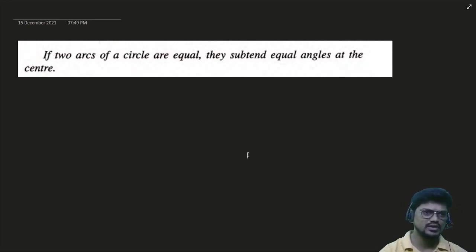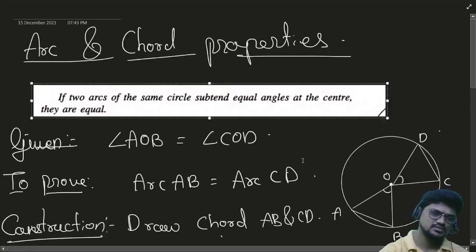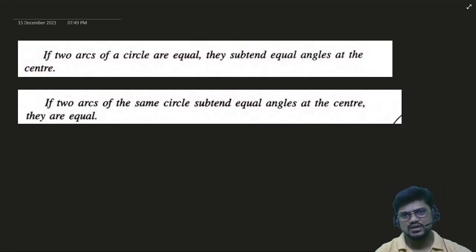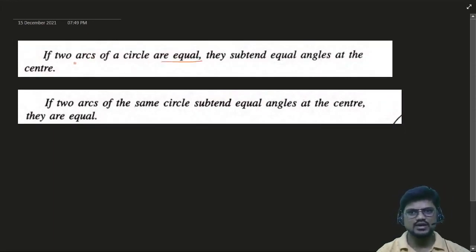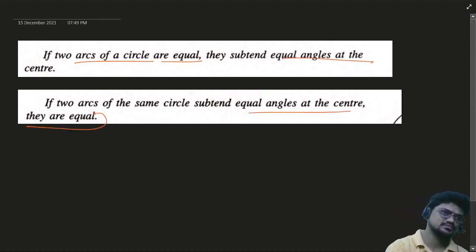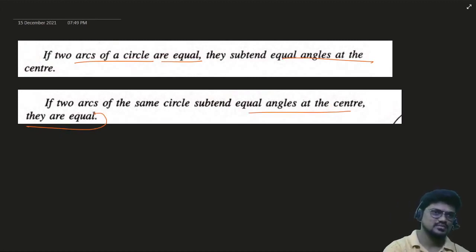What do you think, will you be able to prove it? It's the same thing, but it's a converse. See this statement: if two arcs of a circle are equal, then they subtend equal angles. And over here, if two arcs of the same circle subtend equal angles at the center, then the arcs are equal. It is just the converse. So this is also the same thing. You only have to take the same triangles and prove it there. Now the two triangles will be congruent by the SSS test.